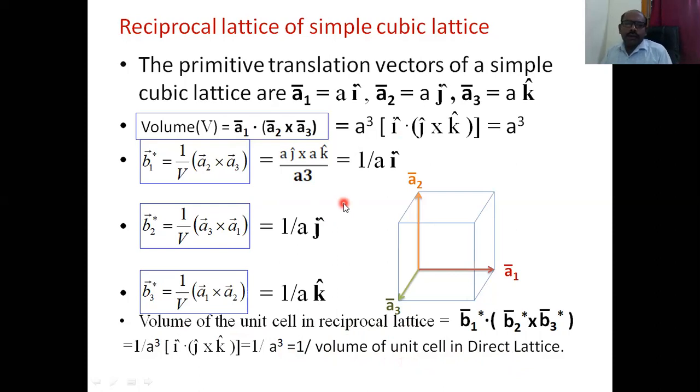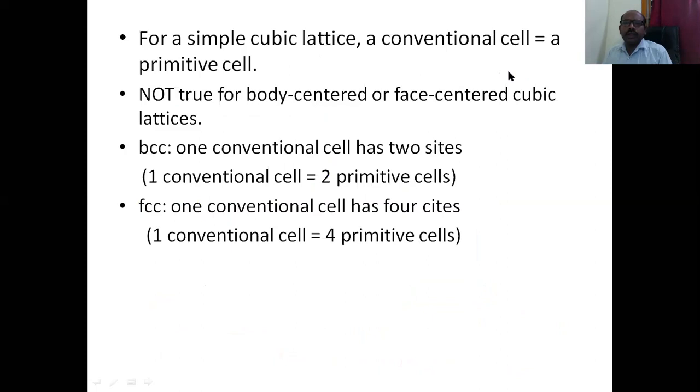And right now we see the reciprocal lattice of BCC. In case of simple cubic lattice, a conventional cell is equal to a primitive cell. We have seen just before that for simple cubic lattice, the lattice points per unit cell is 1, therefore it is a primitive cell. So whatever we see, that is the conventional cell, which represents the Bravais lattice also. It is not true for body centered cubic and face centered cubic lattices.